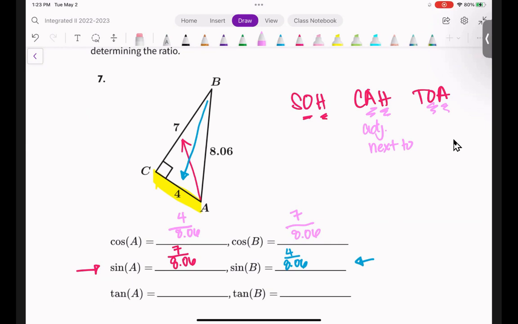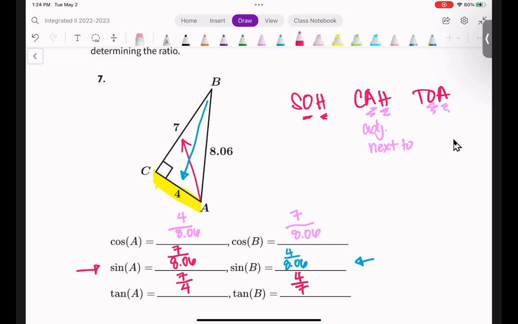Yep, very good. Someone said, Miss Johnson, I think the tangent of A is 7 over 4. Very good. Okay, what's the tangent of B? Got a lot of people participating. Good job. 4 over 7. Oops, I wrote 4 over 7 here. Okay, now do you notice anything there?